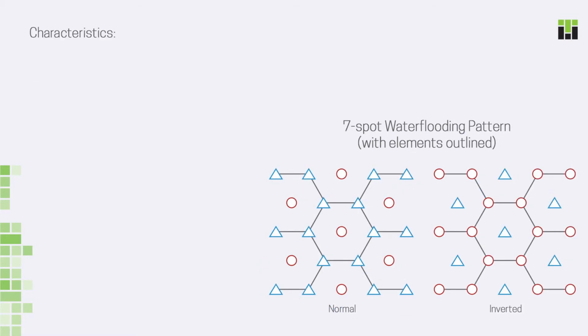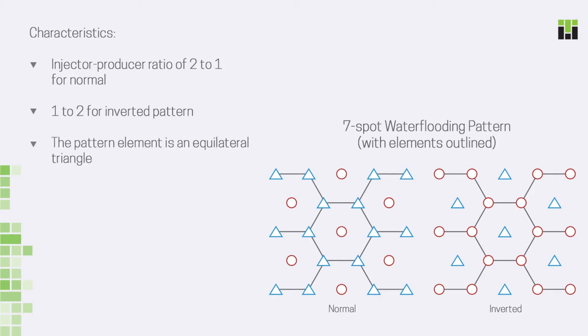7-spot pattern has the following characteristics. Injector-producer ratio of 2:1 for normal and 1:2 for inverted pattern. The pattern element is an equilateral triangle. This pattern is rare because of non-equal well spacing. It can be used for pilot waterflooding if we want to find out the water breakthrough direction.